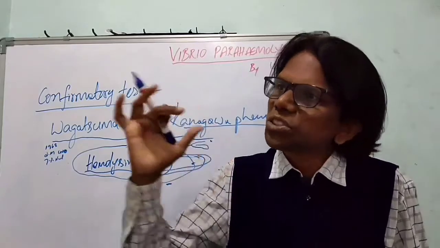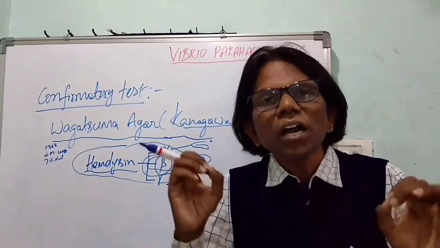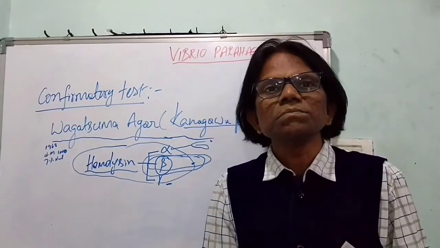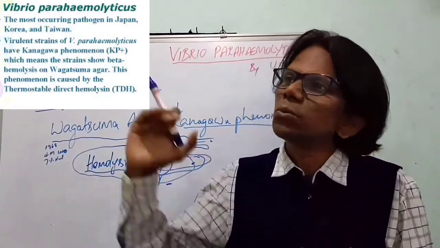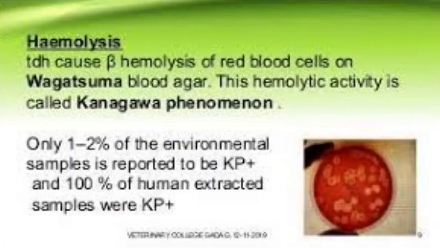Most of the strains isolated from humans are 100% Kanagawa positive. And most of the strains isolated from the estuarine environment or brackish water, 96 to 98% or even 100%, are Kanagawa negative.